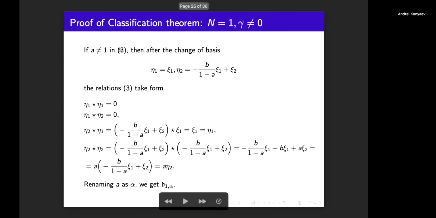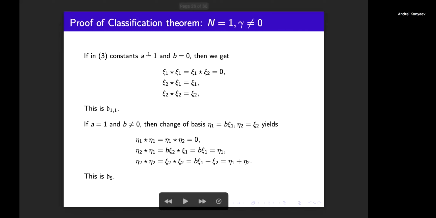We start with a is not 0, a is not 1, because it's not 0, and we come up with a coordinate change like this. We perform a calculation, and we get b1 alpha. And then we take a equals 1 and b equals 0, and we get the following algebra, which is already b11. And finally, if a equals 1 and b is not 0, right, this is the last case, then we come up with the following coordinate change, and we get b5.